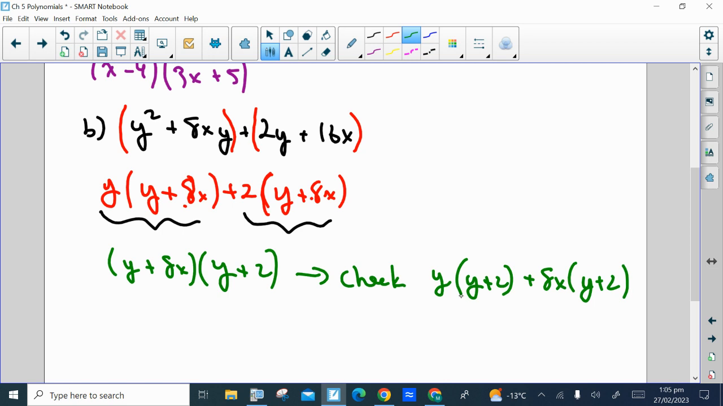If you multiplied the y's together, you'd get y squared. That's that term right there. The y times the 2 is positive 2y. That's that term right there. The 8x times y is 8xy. That's that term right there. And the 8x times 2 is 16x. That's that term right there. It checks. You can always check by multiplying. Okay?